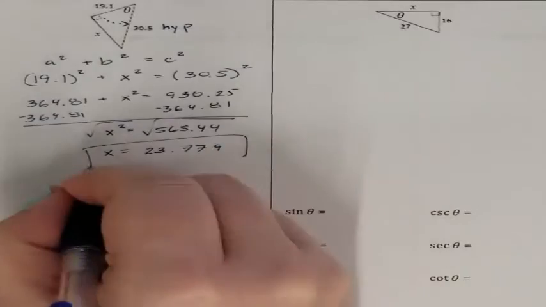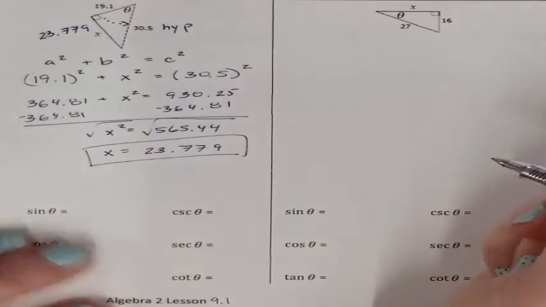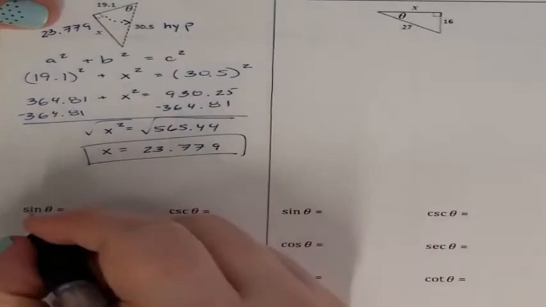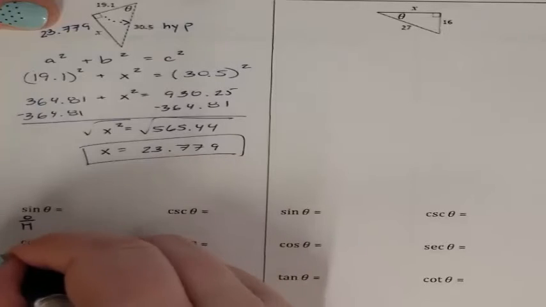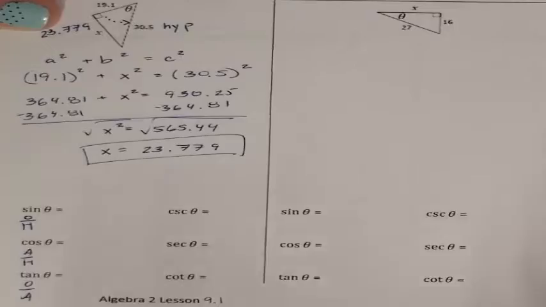So my x is 23.779. So here's my x, 23.779. So now I need to do sine, cosine, and tangent. So I need SOH CAH TOA. So sine, we're all in relation to theta.